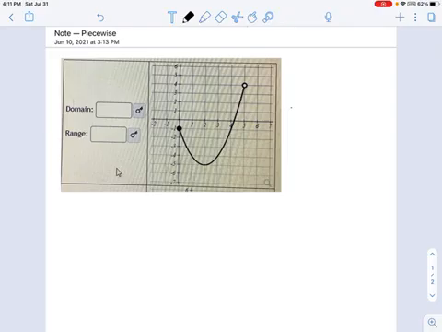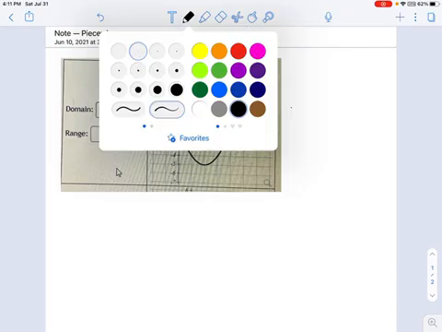Now, we don't need to know the equation that produced this. I can tell you it's some kind of quadratic equation because of the shape. It looks like a parabola. But it's not really important for the domain and range from the graph.